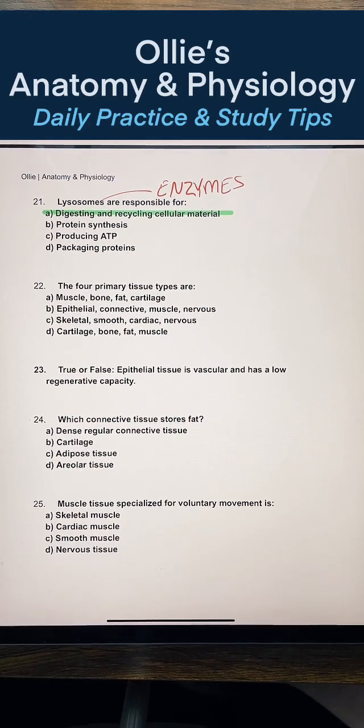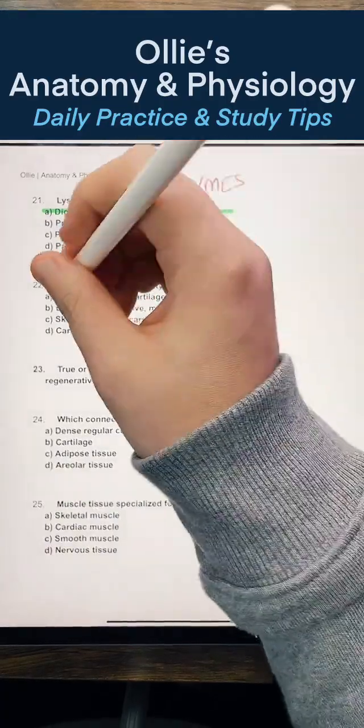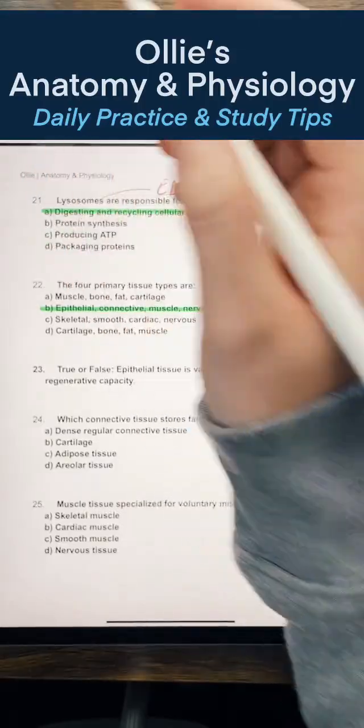But number 22, the 4 primary tissue types are B. It's going to be epithelial, connective, muscular, and nervous.